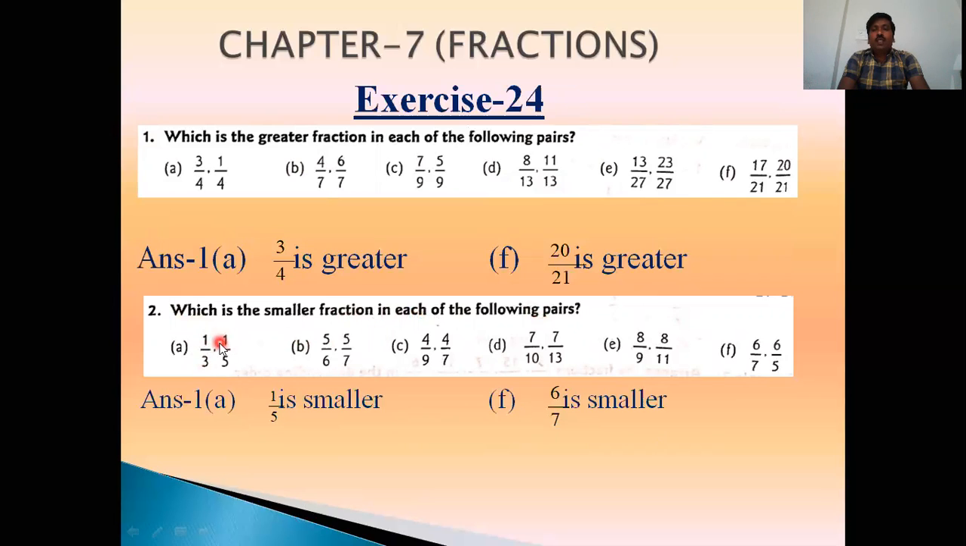Here we see the numerators are the same. When the numerators are the same, we compare the two fractions by denominators. We see that 5 is greater than 3, so 1 by 5 is the smaller. In the same way, to compare 6 by 7 and 6 by 5, because the numerators are the same, the fraction which has the greater denominator is the smaller. So 6 by 7 is the smaller.